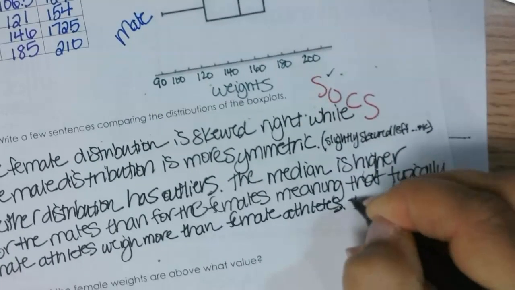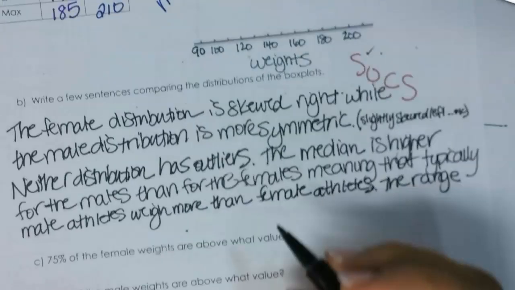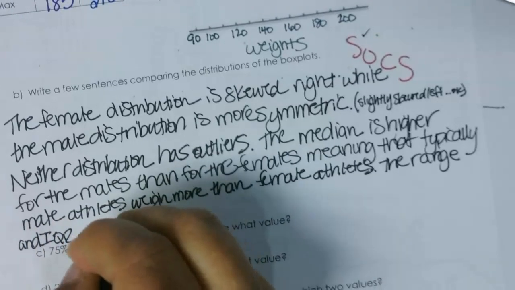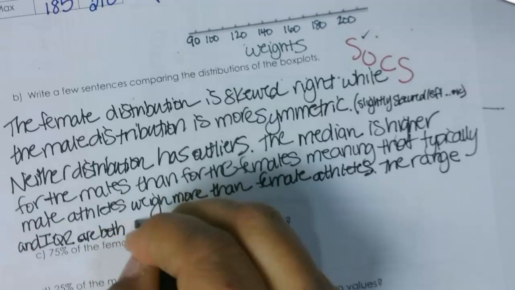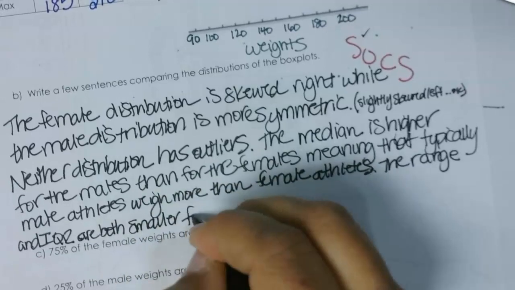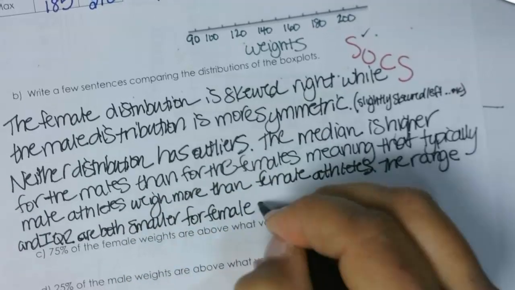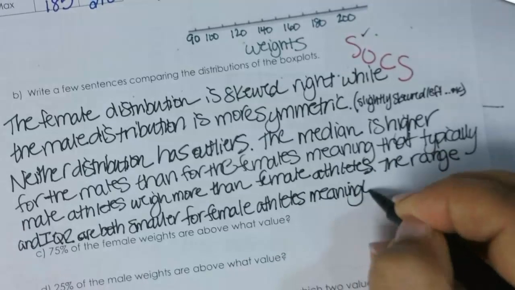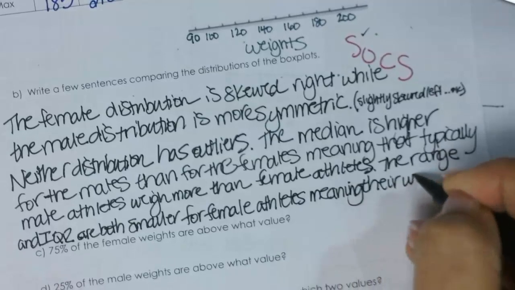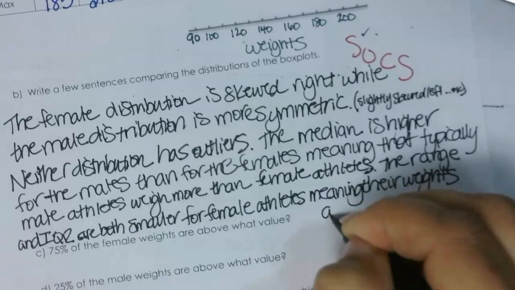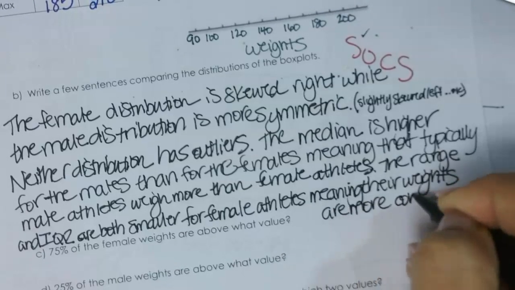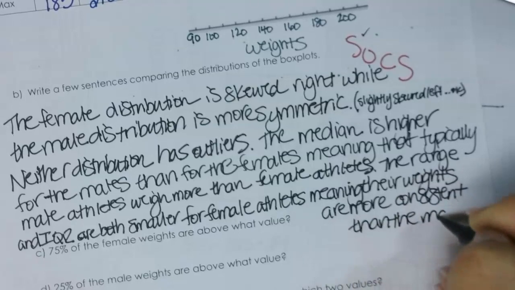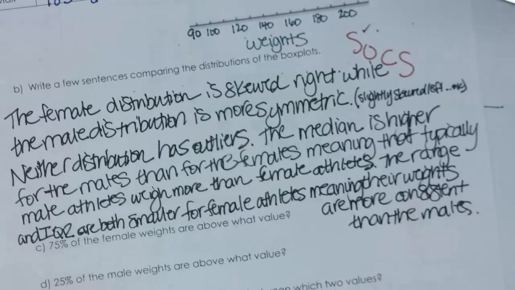So we can say that the range and IQR are both smaller for female athletes, meaning their weights are more consistent than the males. Okay. So that would be comparing the distributions.